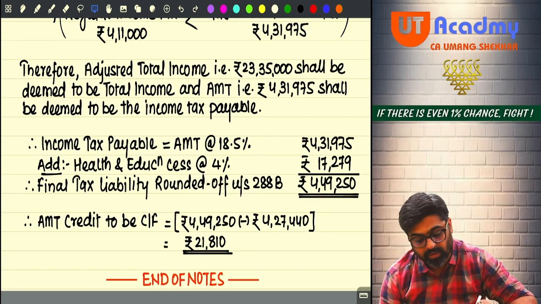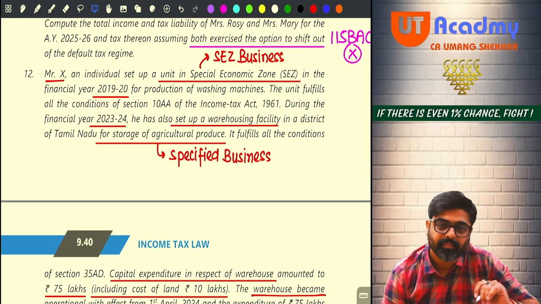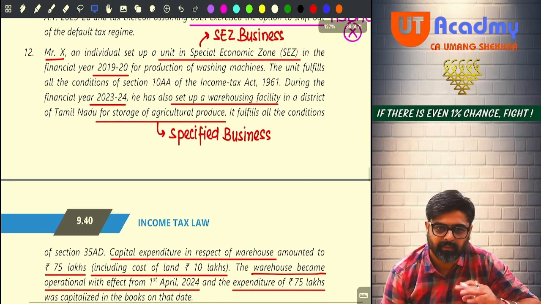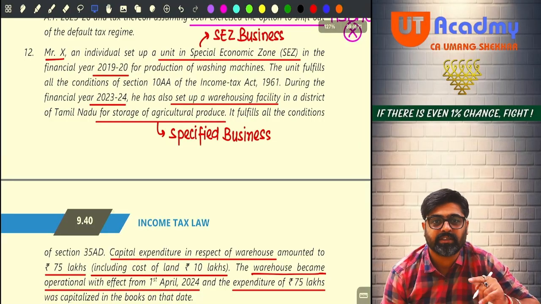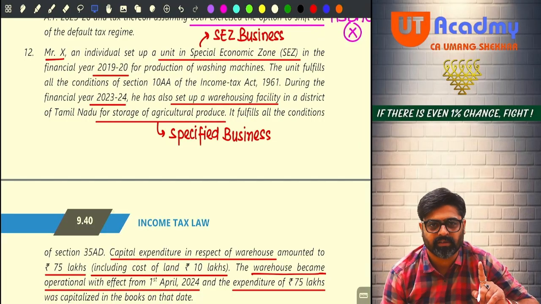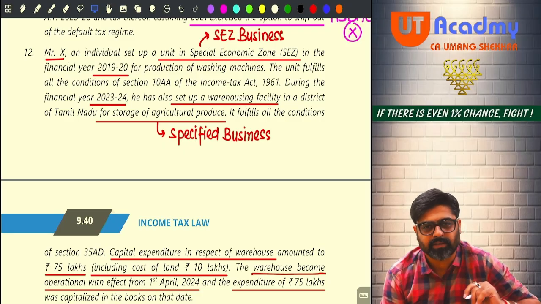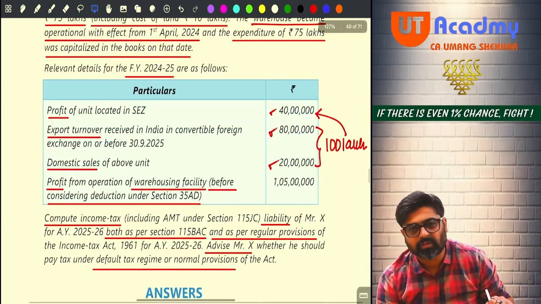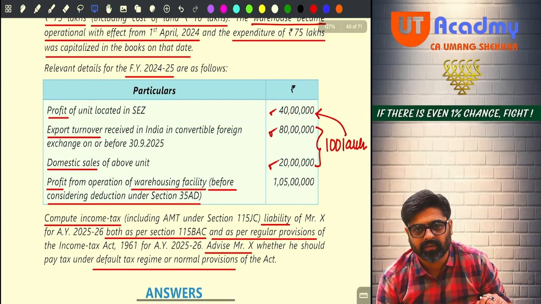Now come to the question which we were solving. This question only we were doing, and we left the question in between and we studied the entire AMT provisions. And now we are again on this question. Okay. Now pay attention. How many businesses are you having? SEZ business and specified business. Now pay attention. For both these businesses, the profits and all the details are given in the question.